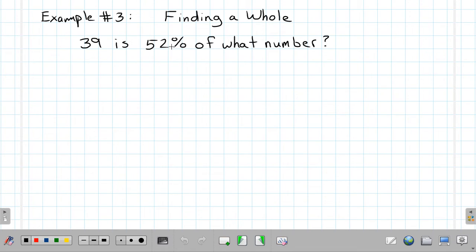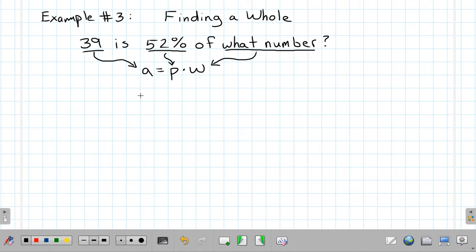Okay. Well, once again, first step should be always write out your equation. A is equal to P times W. So we have 39 is, that means 39 will be the A. 52%, well, since that's a percentage, that automatically has to be the P. And then of what number? Well, that tells us what we're looking for. We're looking for what number is 39 52% of. Okay. So once again, what number here tells us we're looking for W.